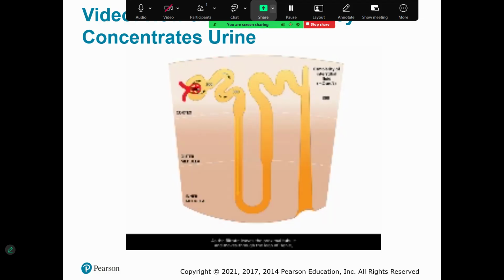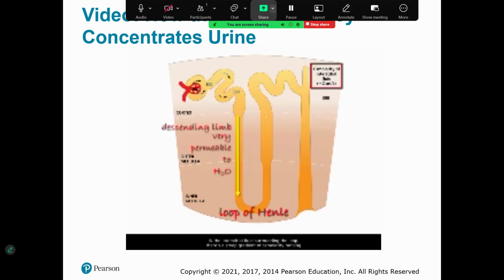As the filtrate leaves the proximal tubule and moves through the loop of Henle, it undergoes 2 successive stages of processing. First, water is reabsorbed from the filtrate, and then salt is reabsorbed. The epithelium of the descending limb of the loop of Henle is very permeable to water. In the interstitial fluid surrounding the loop, there's a steep gradient of osmolarity, ranging from 300 in the renal cortex to about 1200 at the bottom of the renal medulla.